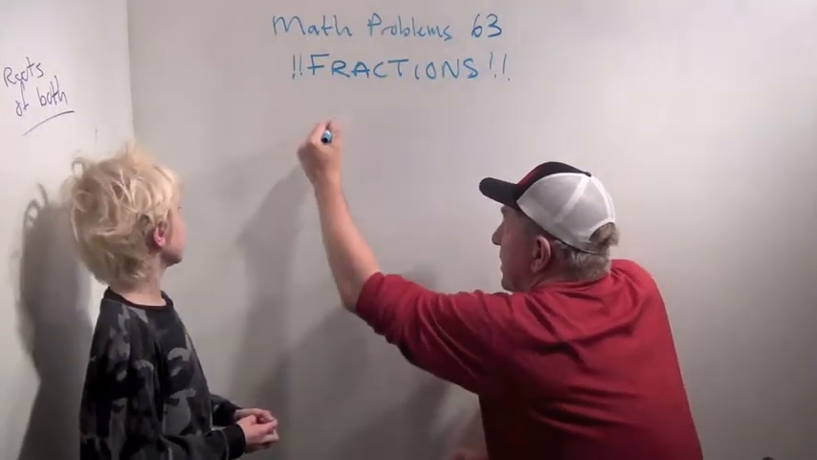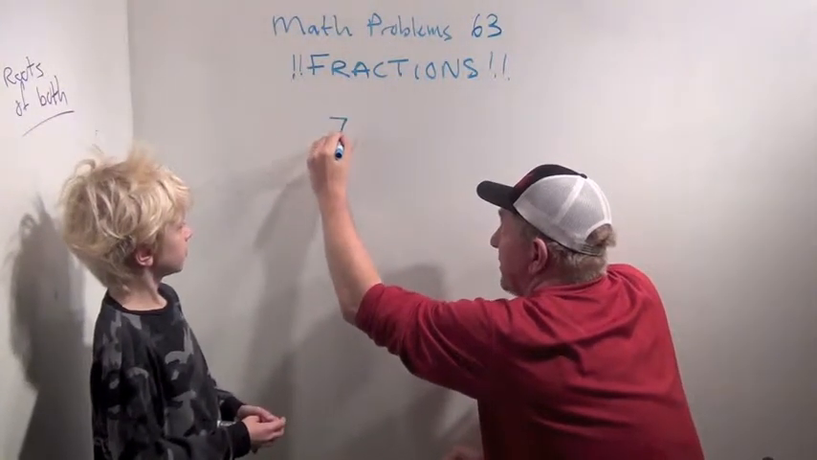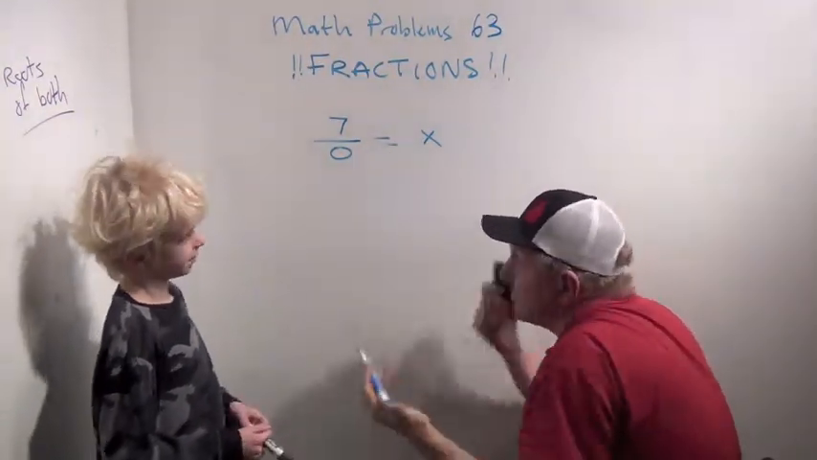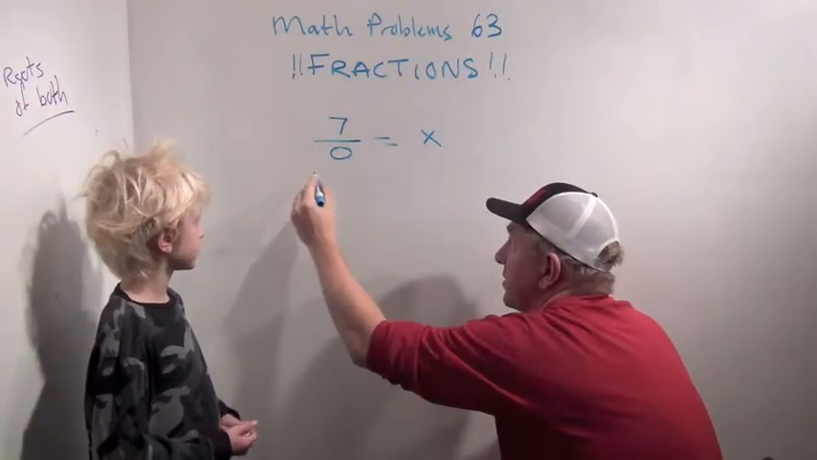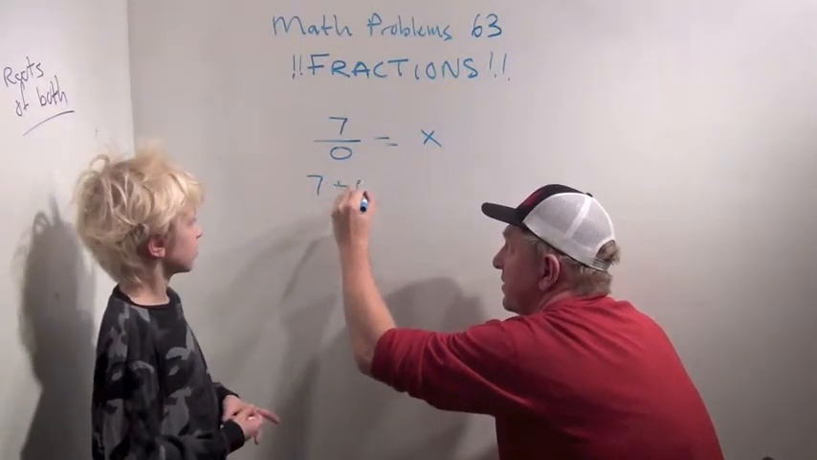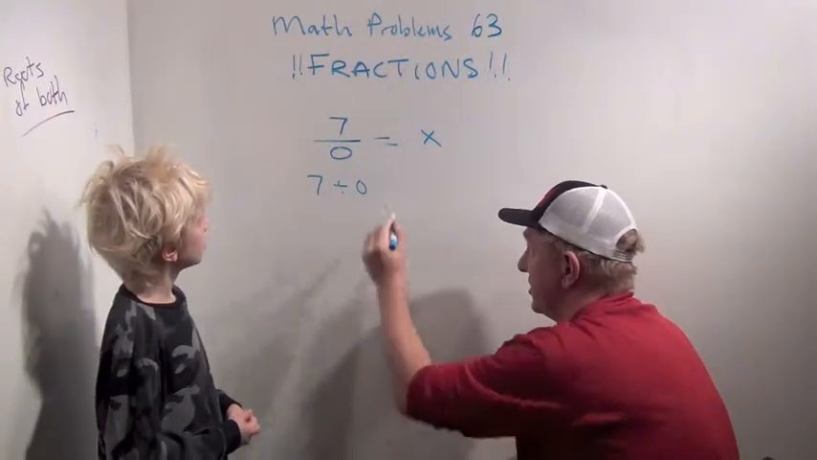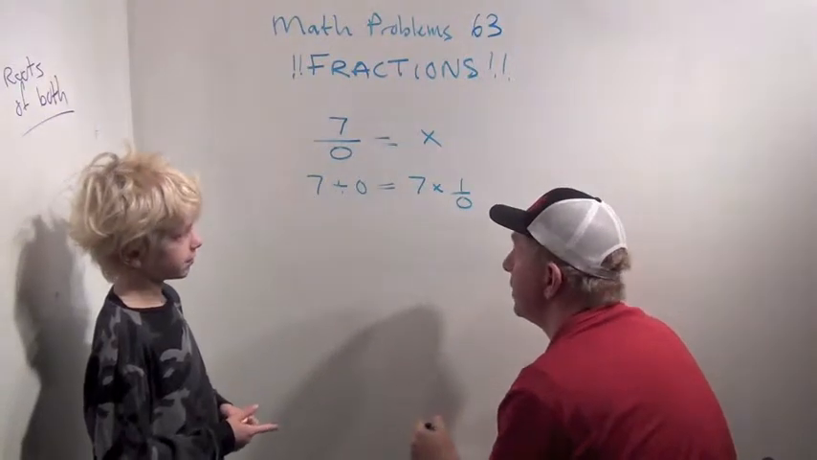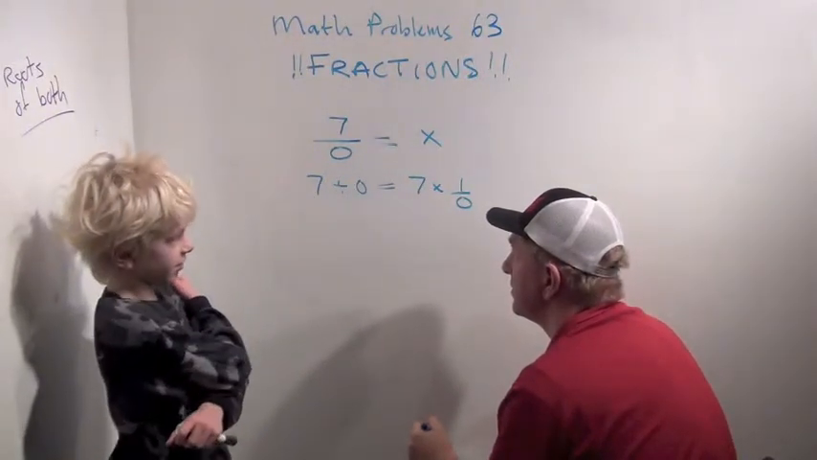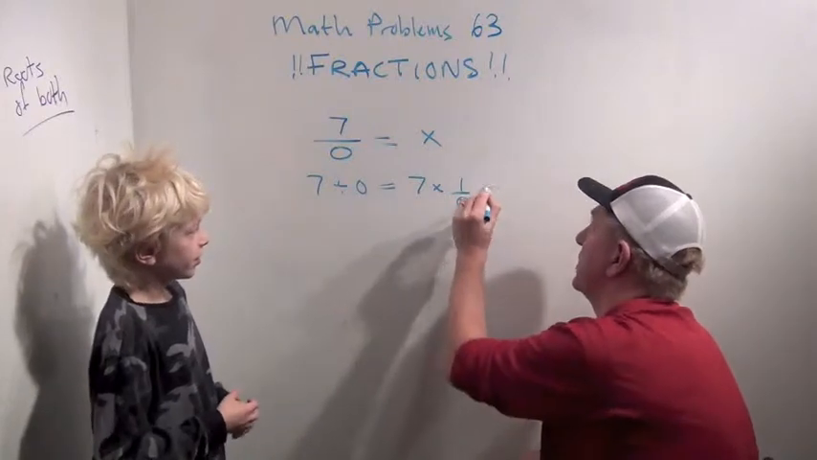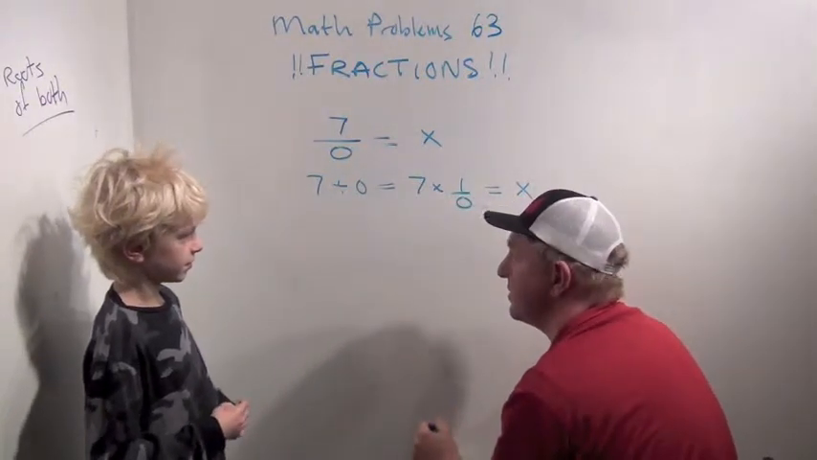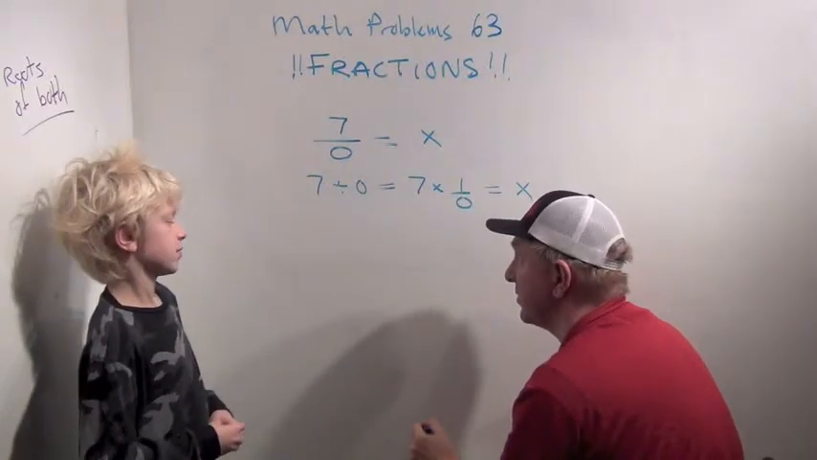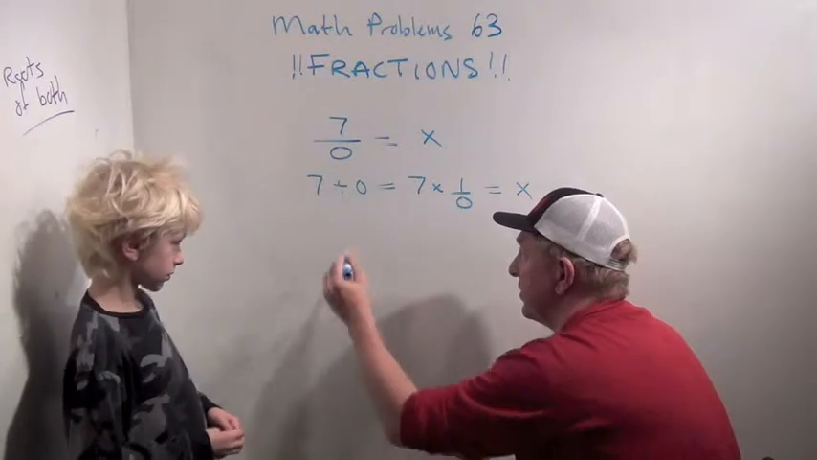So let's say we had a fraction 7 over 0, and this was equal to some number x, and we don't know what x is. It could be anything. Okay? So this is the same thing as 7 divided by 0, which is, from our definition, 7 times 1 over 0. And this all has to equal x. Kind of puzzling. What does this even mean? It's all just a bunch of symbols. But let's see if we can understand a different way of thinking about division.